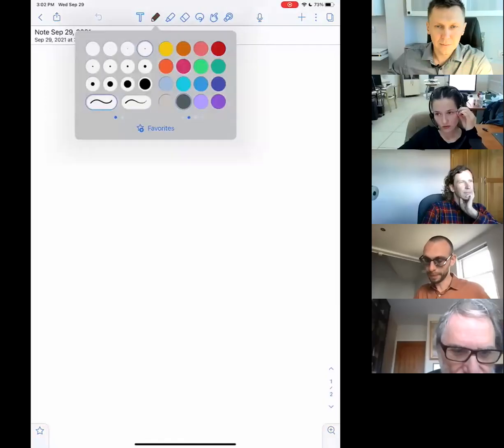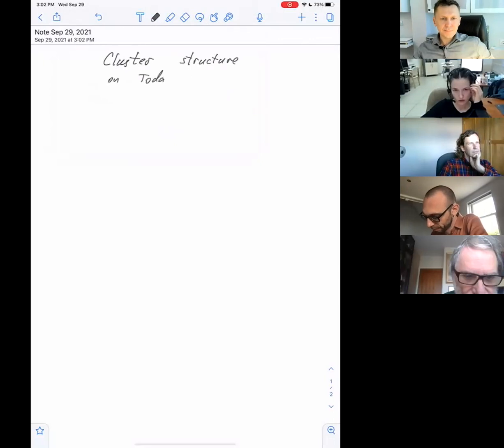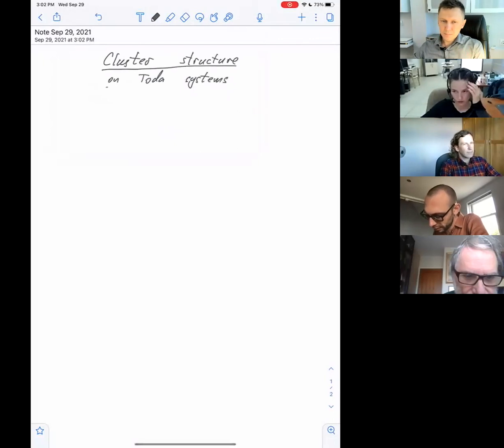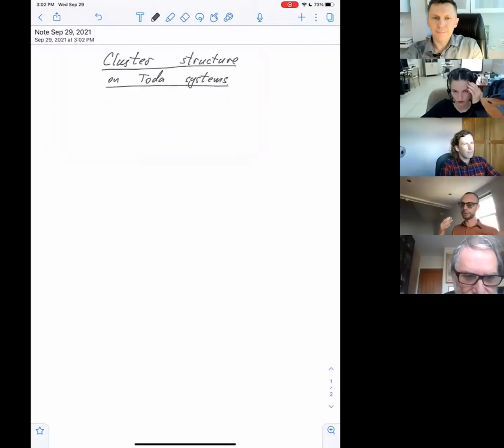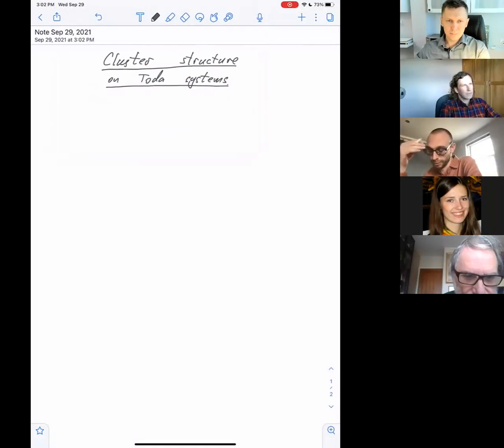Right. So indeed, I'll talk about cluster structure on Toda systems. So in this talk, I'm not going to tell any new results. The cluster structure on the phase space of the Toda systems was one of the first examples of cluster varieties. So I'll be following some very classical works in this direction. In particular, it goes back to Berenstein, Fomin, Zelevinsky, and Gekhtman, Shapiro, Vainshtein, and Fock and Goncharov.